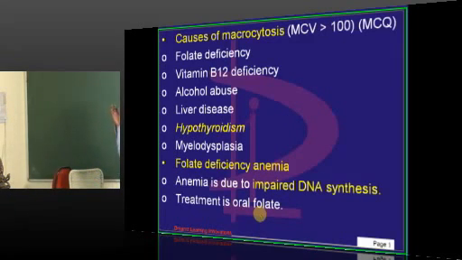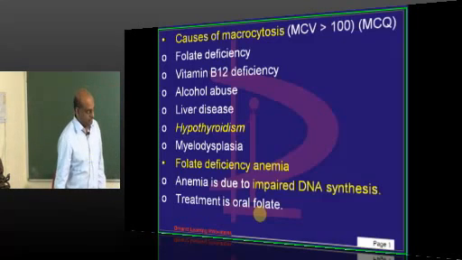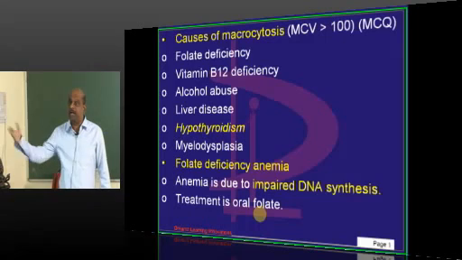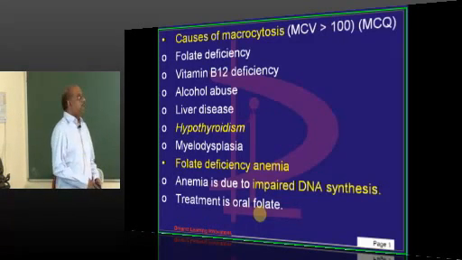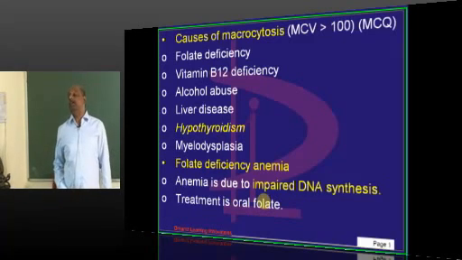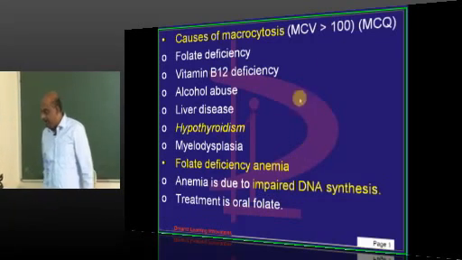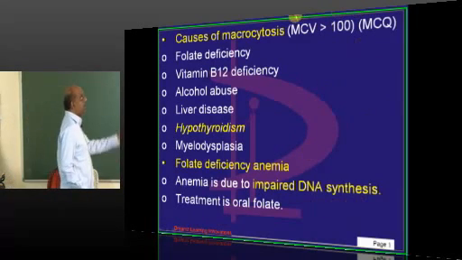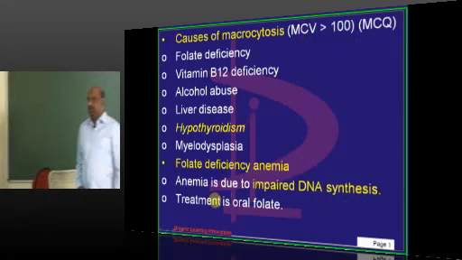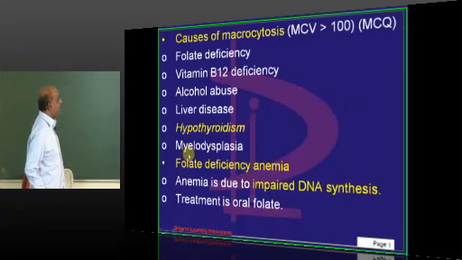Now comes an important question. What is that mean corpuscular volume, which is the benchmark for you to call it a macrocytic cell? 100 is the number you need to remember. The moment MCV, mean corpuscular volume, is more than 100, you call it a macrocytic picture. That is what needs to be remembered.